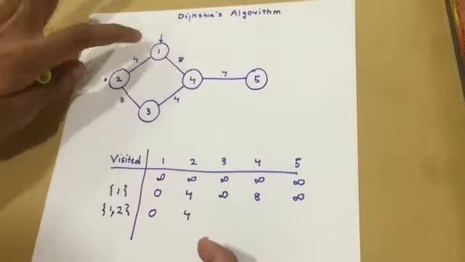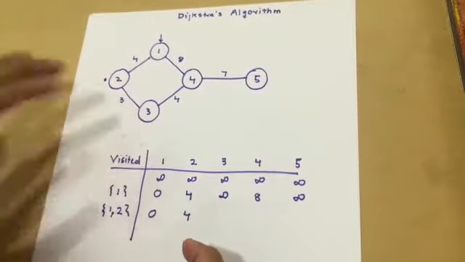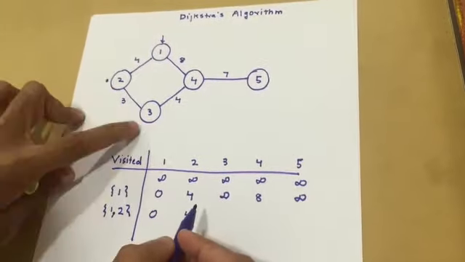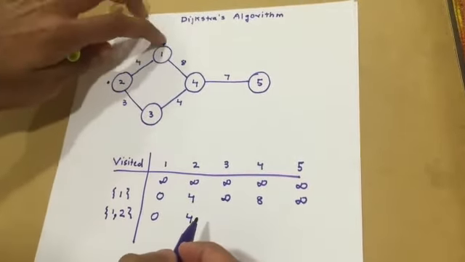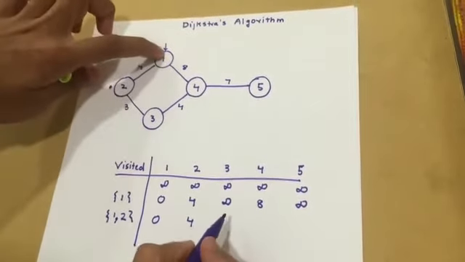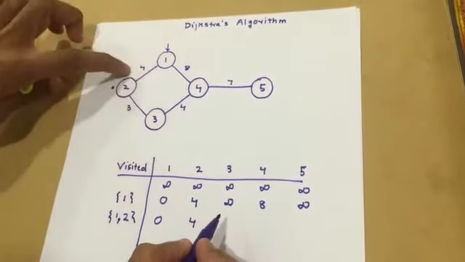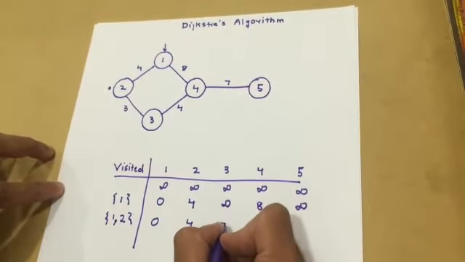So from 2 I have 1 and 3. Since we have already visited 1, we are going to only look at node 3. So what is the distance of node 3? Since we started from our root node, we have to check from 1. So what is the distance of 3 from 1? 4 plus 3, 7, right? So this infinity we'll change to 7.